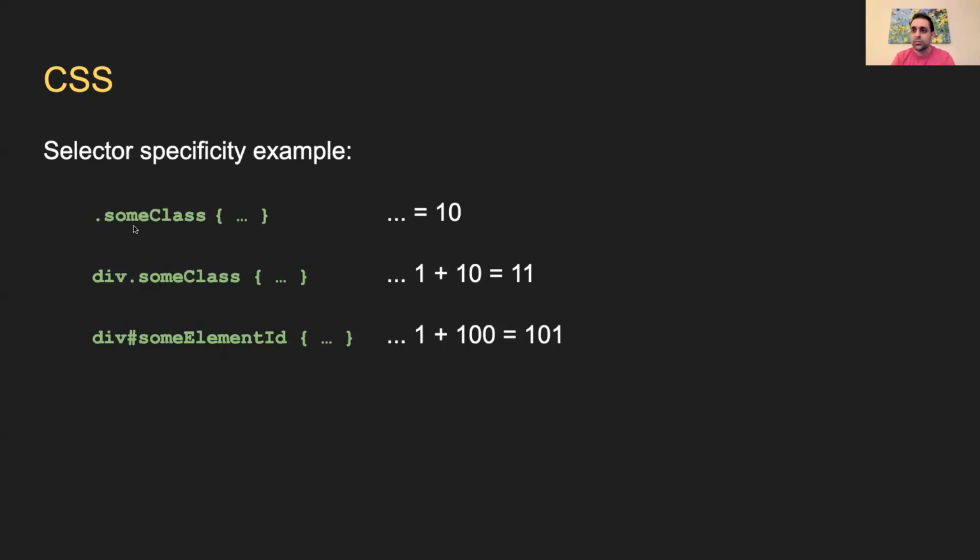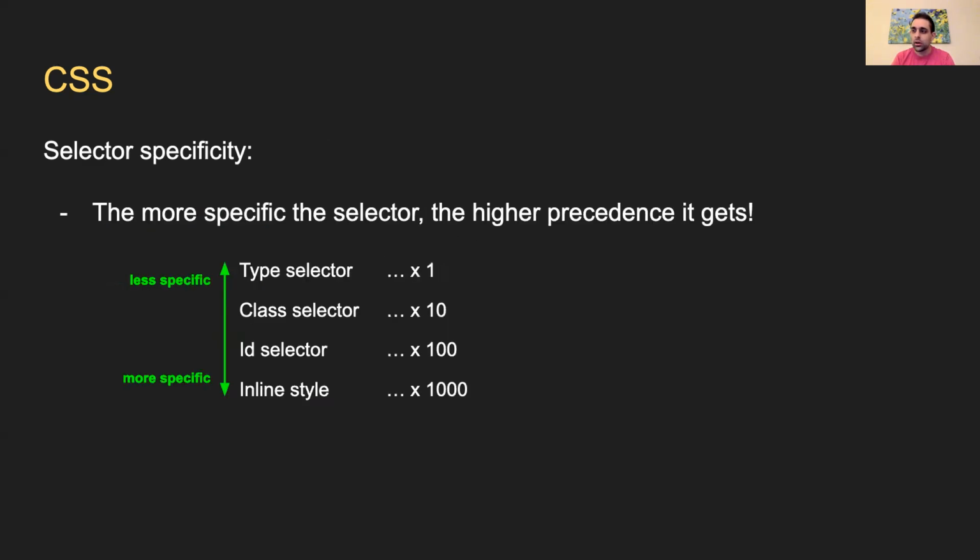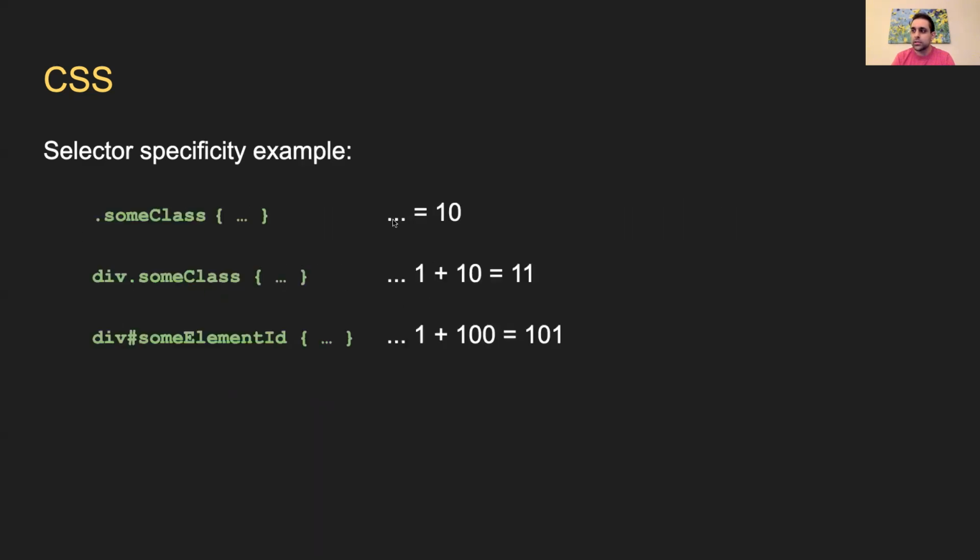In this case, this would have a rough value of 10. Again, that's just going back to our formula from here, 10. So since this is one class, it gets a value of 10. If we have div.SomeClass, the div contributes a weight of 1, and the some class contributes 10 because it's a class. So that total weight is 11.